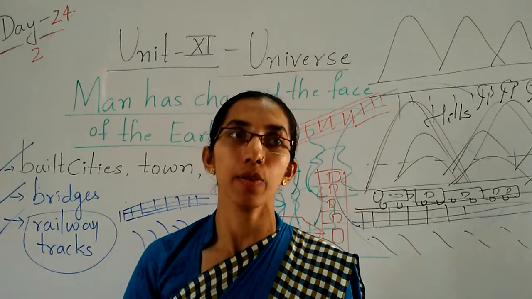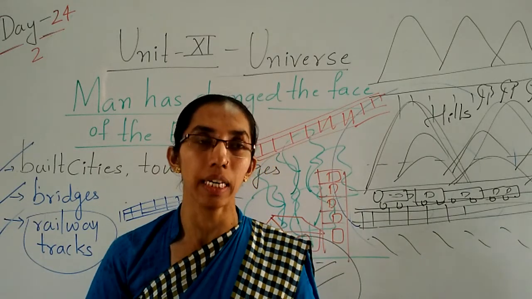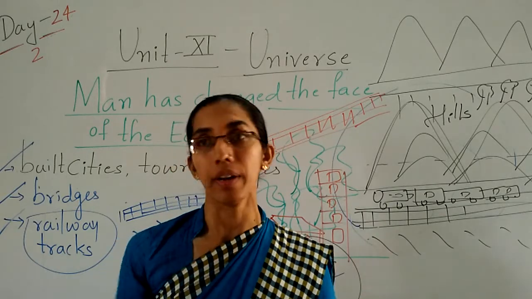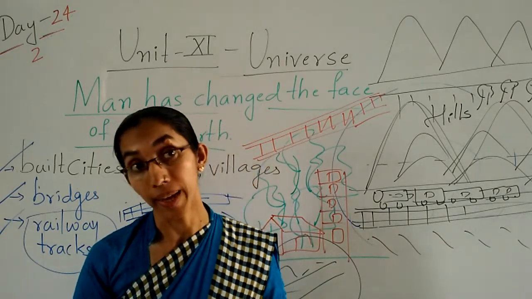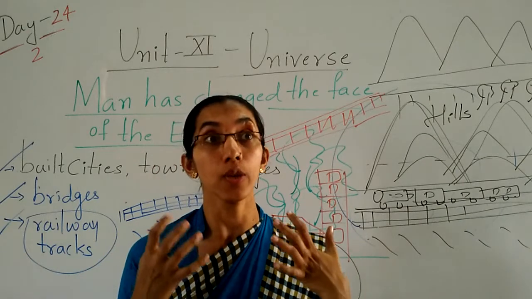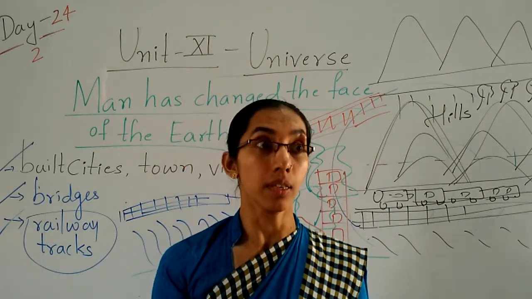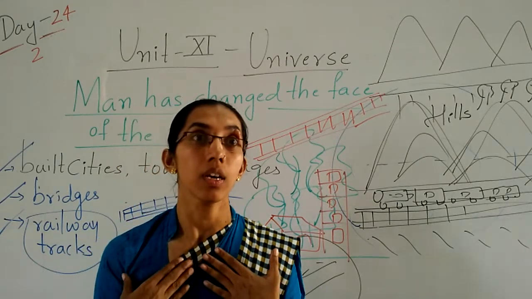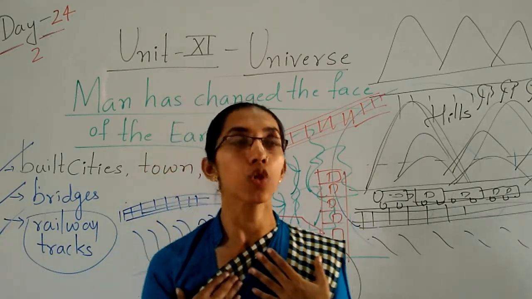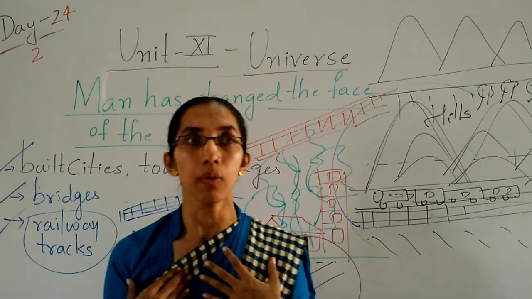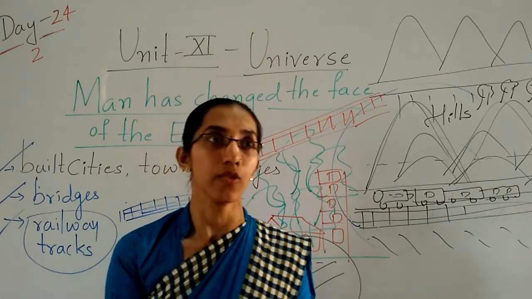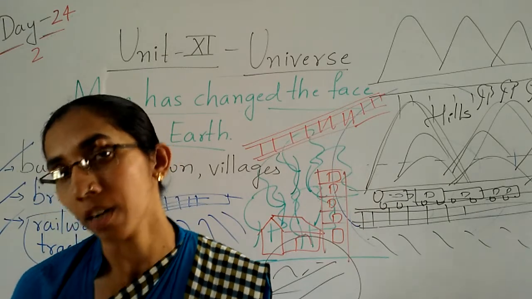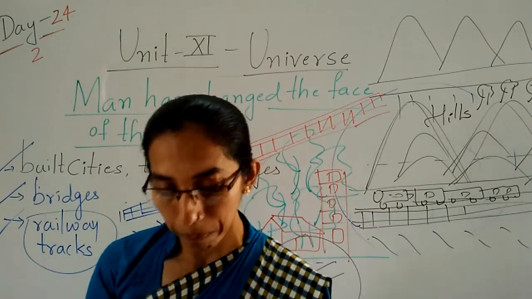We should not destroy, we should not cut any trees and plants. We should not destroy any forest area because it helps us a lot. It gives us many things. If there are trees and plants on the earth, then only we can survive. Because to live on the earth, we need oxygen, and it comes from trees and plants only. Clear, children?